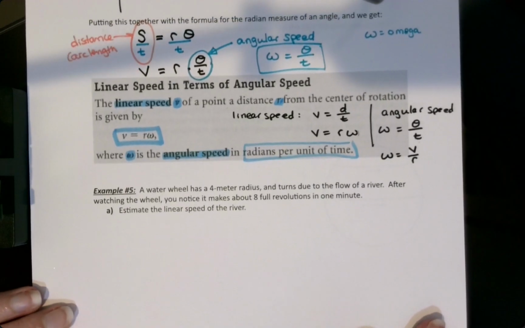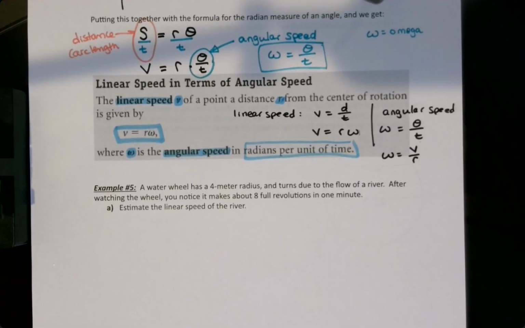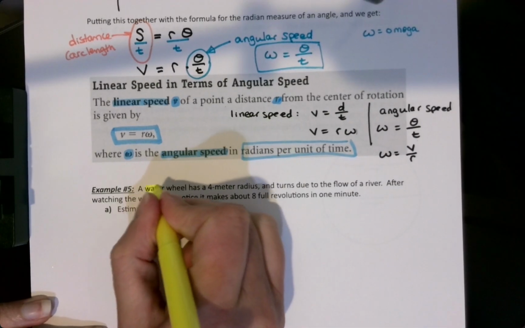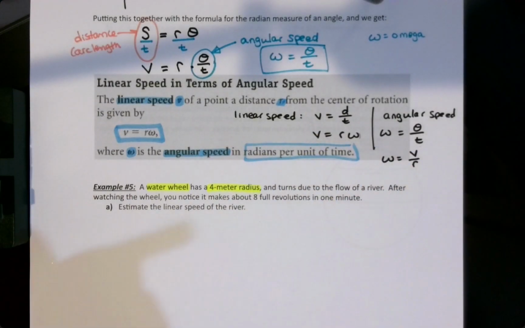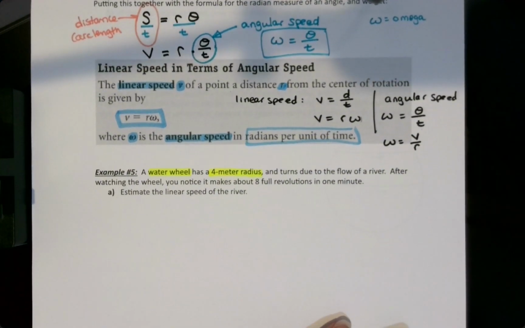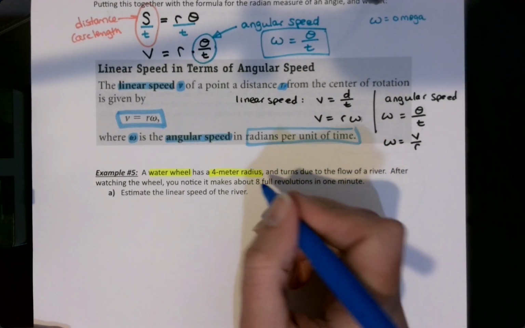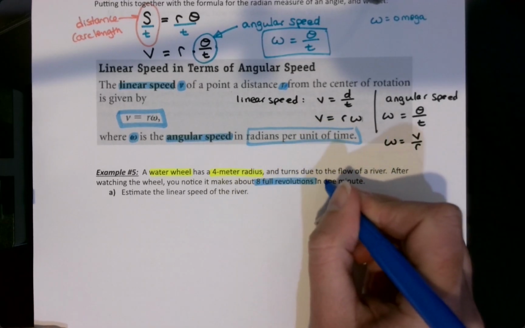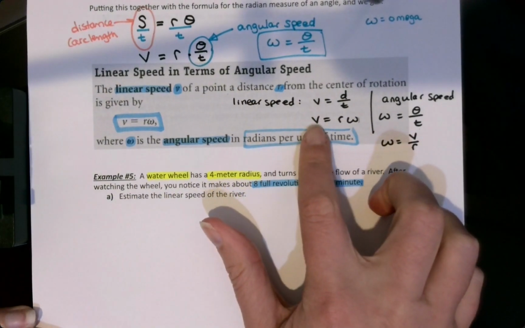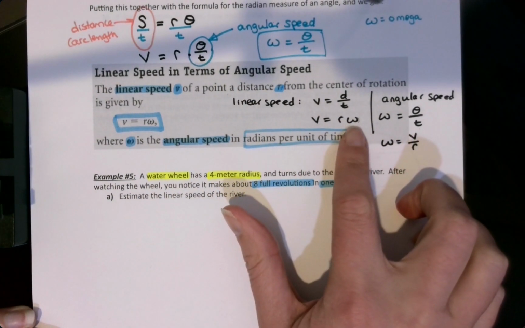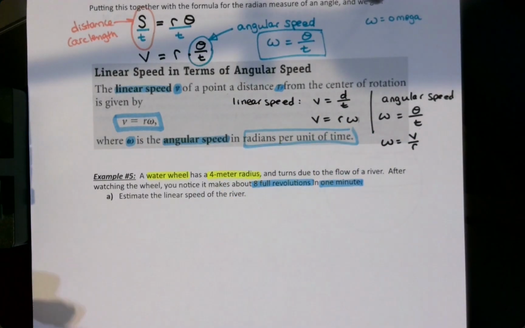Okay, so let's take a look at a couple of examples here. We have a water wheel. So this is something like an old-fashioned mill might have. A water wheel has a 4-meter radius, and it turns due to flow of a river. After watching the wheel, you notice that it makes about 8 full revolutions in 1 minute. My goal is to estimate the linear speed of the river. First, to get the linear speed of the river, I'm going to need to figure out the angular speed. So let's see if we can get that angular speed first.